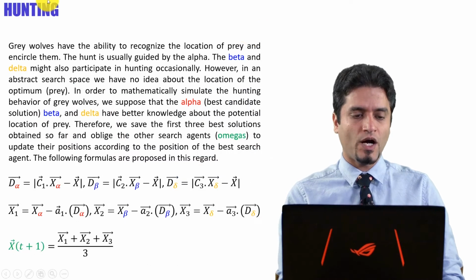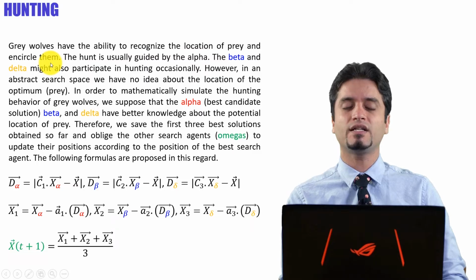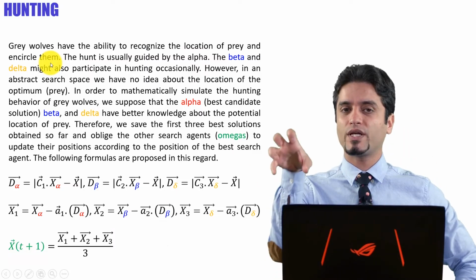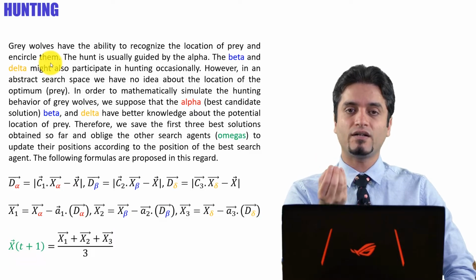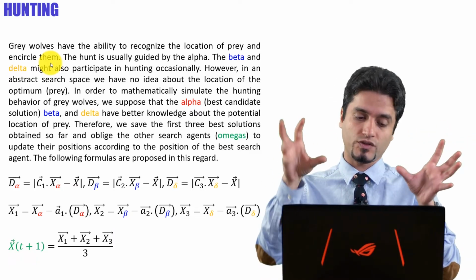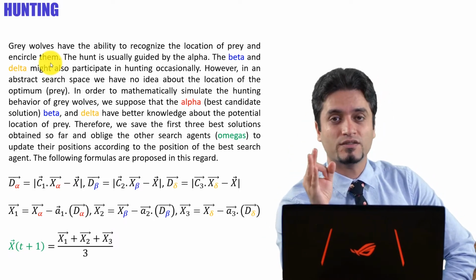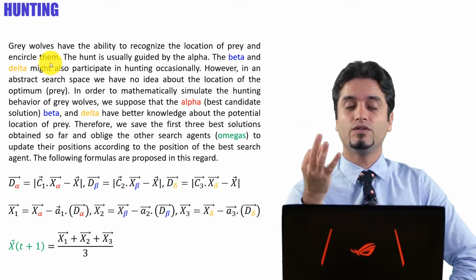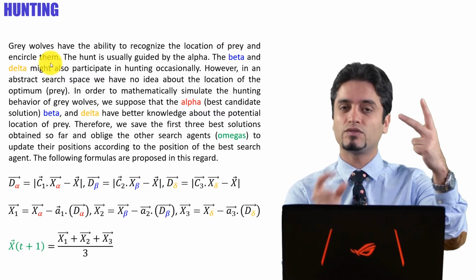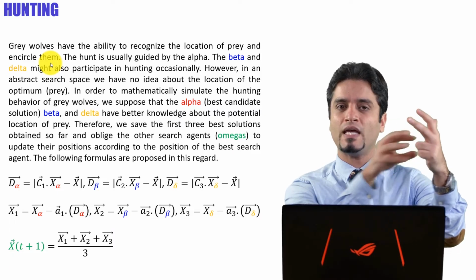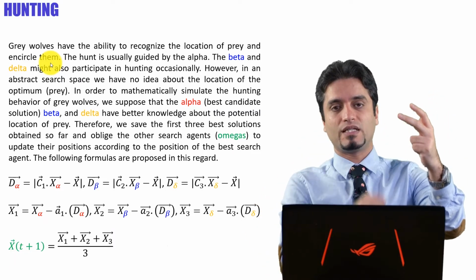Okay? So hunting, the gray wolf has the ability to recognize the location of prey and encircle them. So far, I showed you how we can update the position of one gray wolf using those equations. But in reality, we have to also use multiple wolves. Remember, I have alpha, beta, and delta, and those are the three best solutions that we found so far. Now, I'm going to use those three to be able to estimate the location of a prey and update the position of any other gray wolf based on that estimated position.